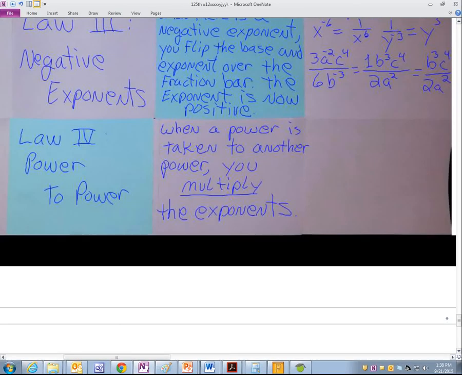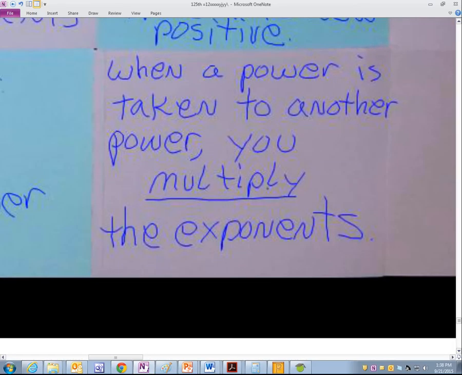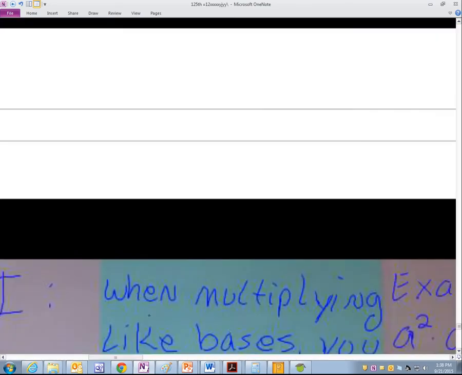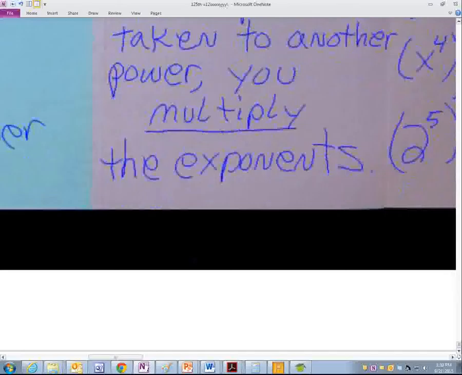When a power is taken to another power, you multiply the exponents. What's the power? That's an exponent. Like 5 to the 5th power is 5, and then a 5 sitting on its right shoulder.